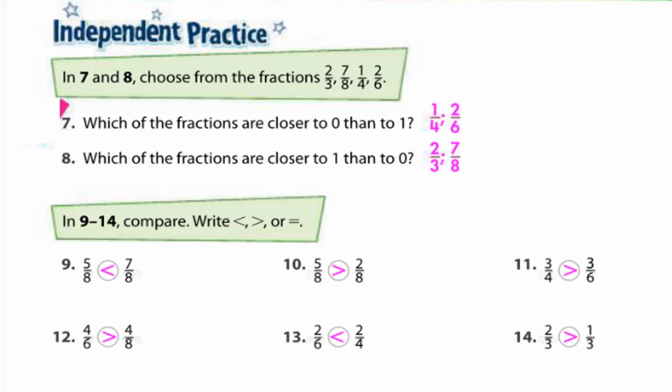Question 7. Which of the fractions are closer to 0 than to 1? The fractions are given above, so from these fractions, 1/4 and 2/6 are closer to 0. Question 8. Which of the fractions are closer to 1 than to 0? 2/3 and 7/8 are closer to 1 than to 0. Compare with less than, greater than, or equal sign.